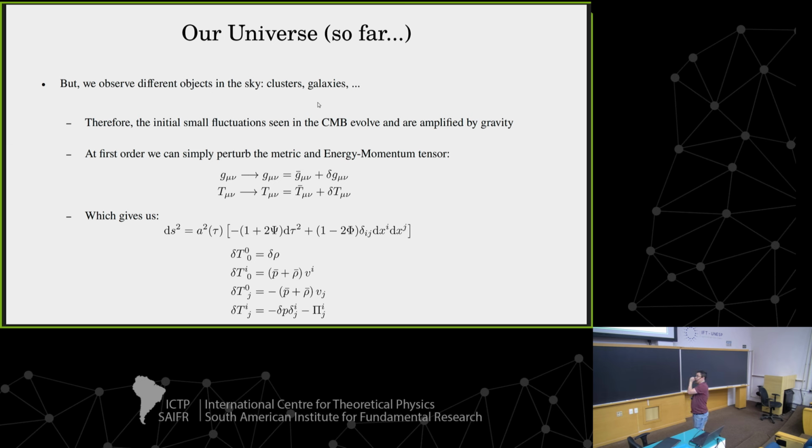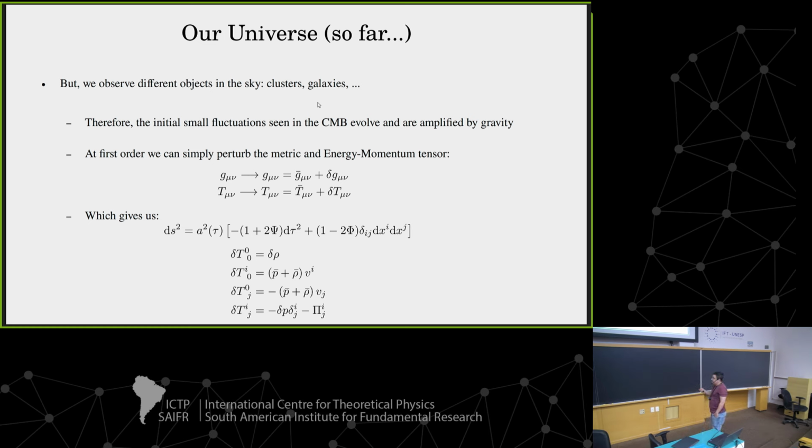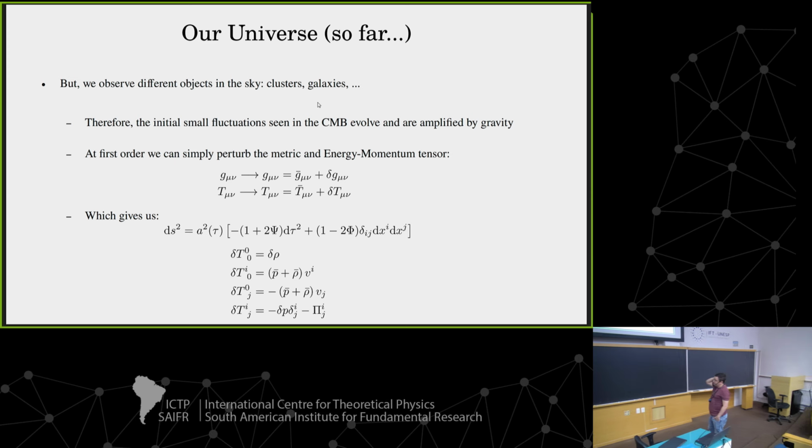And this gives us the perturbed Friedmann-Lemaitre-Robertson-Walker metric. Here, I already specified a gauge because it's easier for us to understand. The psi potential is just the one that is going to be connected with the Poisson equation, okay? Phi is just a curvature perturbation. And this is also a specific form of the energy momentum tensor.